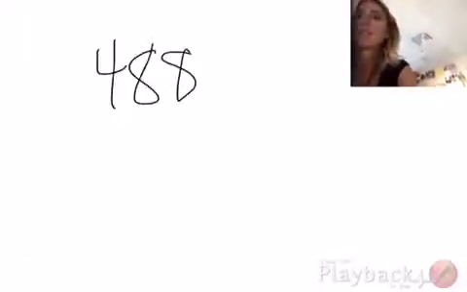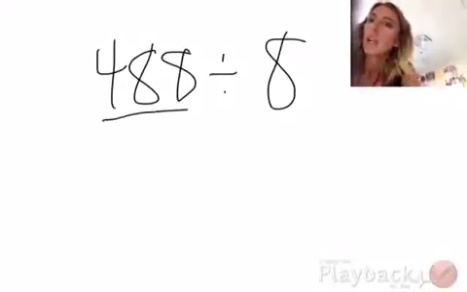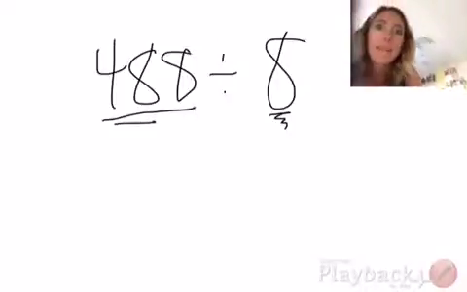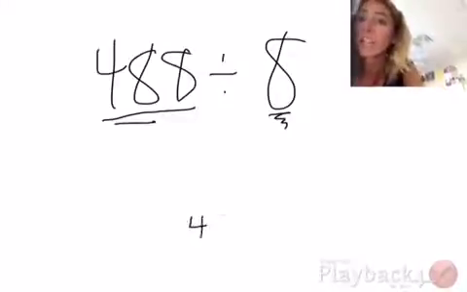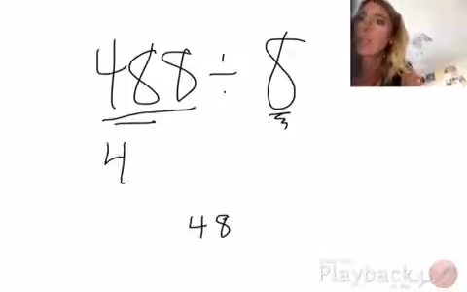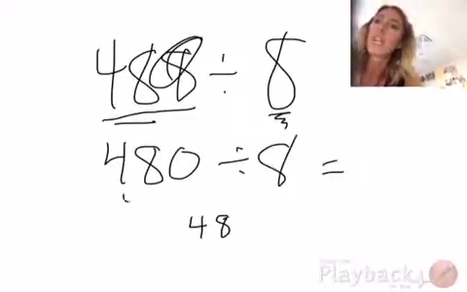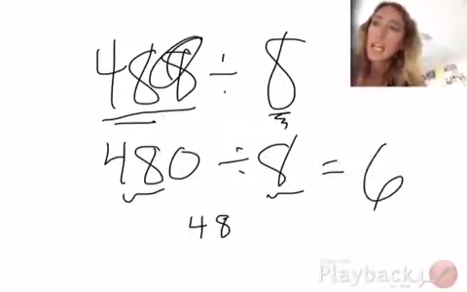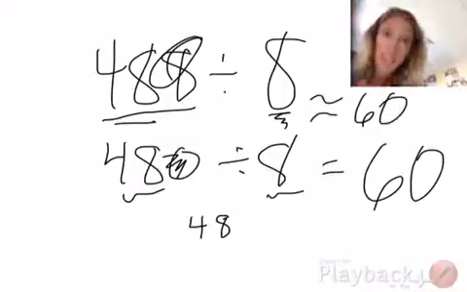So 488 divided by 8. I'm going to look on the chart at the 8 row for 488. It's not going to be on there. So what's my next number I'm going to look for? 48. And is 48 on there? It is. 48 is on your chart. So we're going to keep 48. And what are we going to do with this? We're going to make it a 0. And now 48 divided by 8, that's our fact. What is it? 6. And we attach this 0. So we got our estimate here to be 60.